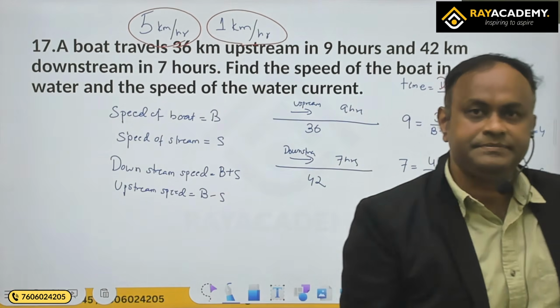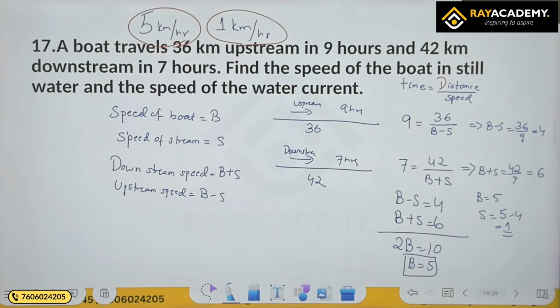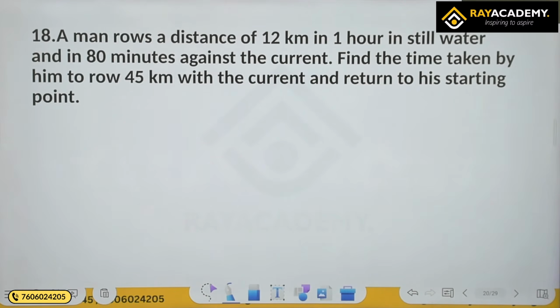Okay, hope you are getting it. Let's move to the next question. A man rows a distance of 12 kilometers in 1 hour in still water and in 80 minutes against the current. Find the time taken by him to row 45 kilometers with the current and return to his starting point.